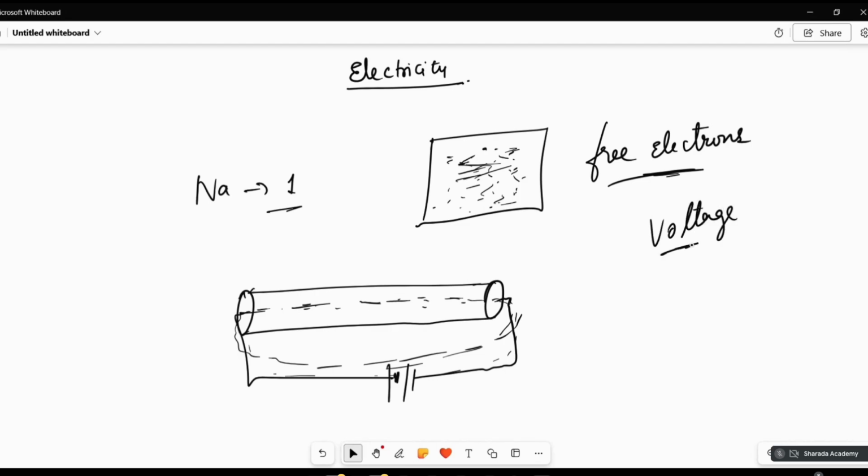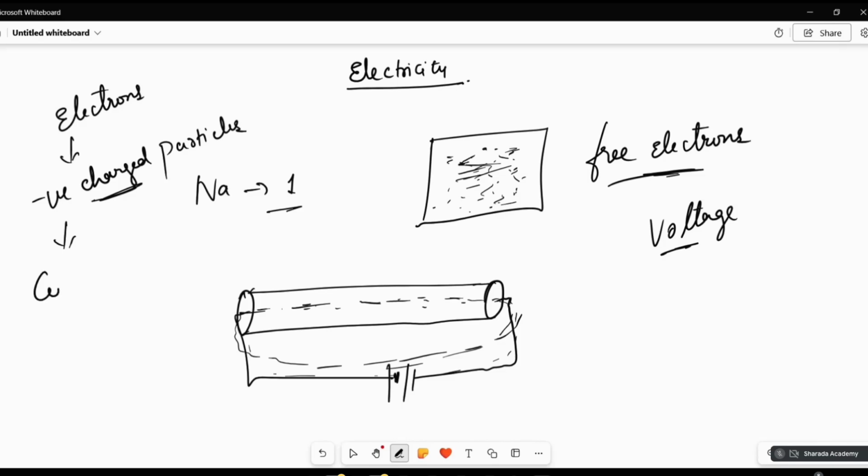Okay, then the electrons are there, right? First or second class we studied that electrons are negatively charged particles. They have some negative charge. And we know that electrons are very small, we can't even see them with our eyes. So how can we measure the charge? We measure the charge in an SI unit, we call it coulomb.